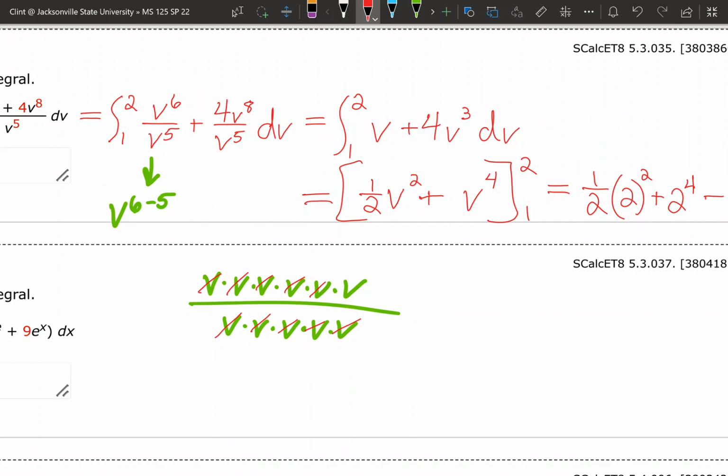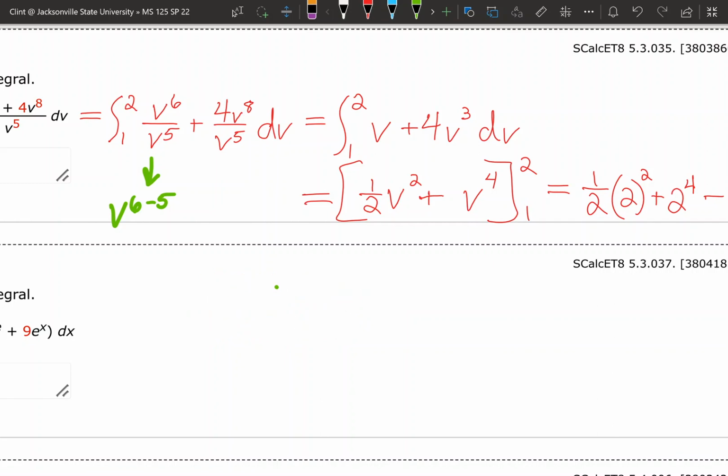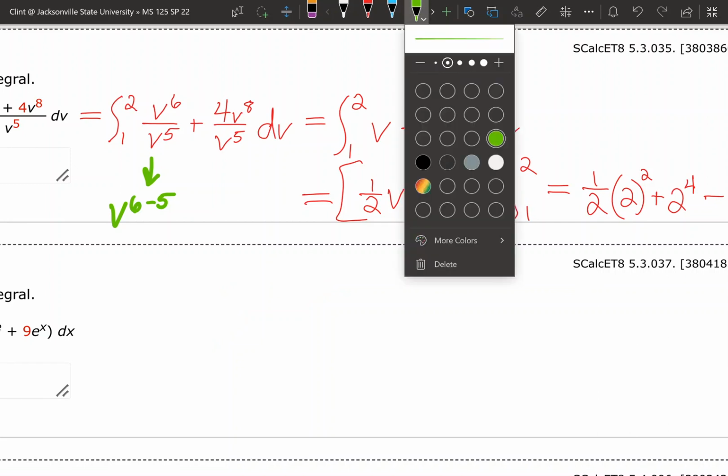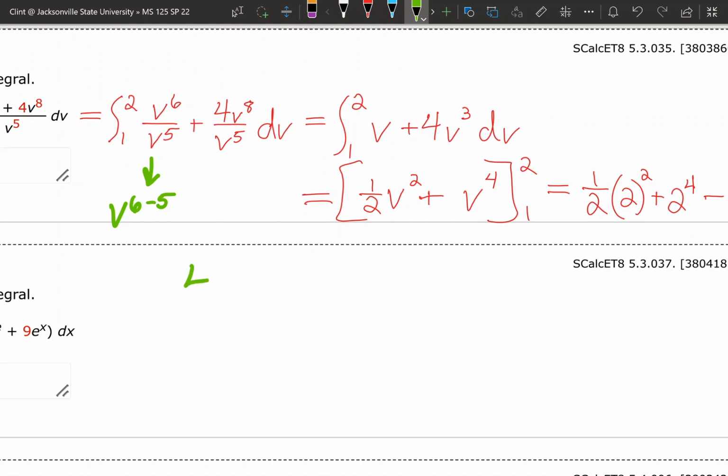Good. And then similar situation with the other one. The 4, nothing happens to it because it's just hanging out there as a coefficient. So we're just combining the v's, so there we'll have 8 minus 5. So that's 4v to the 3rd.